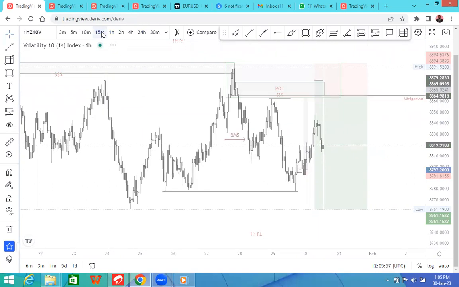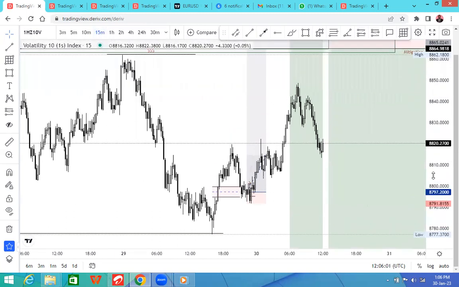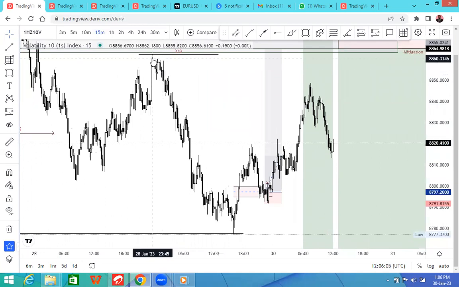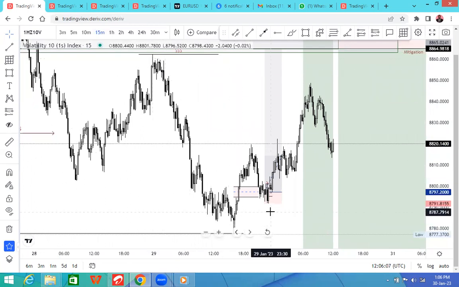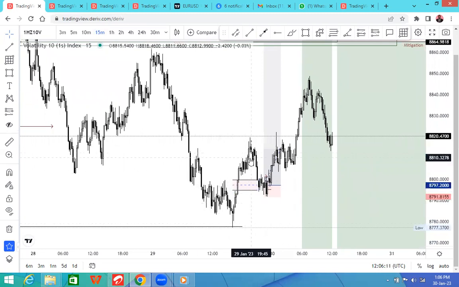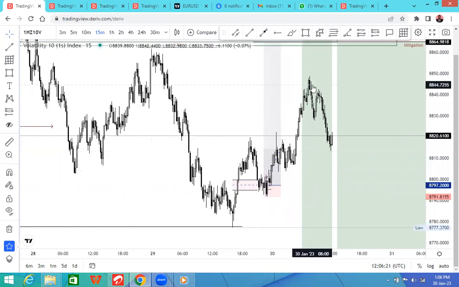Let me go to 15 minutes. 15 minutes has its own range. We want to mark the range of 15 minutes. This is the 15 minutes range. Orange, 15 minutes. Price came, gave us all of this break in market structure here, traded down, and then gave us another break. Go to 5 minutes to find it, it gives us this push up.